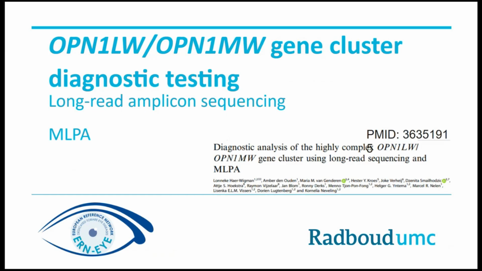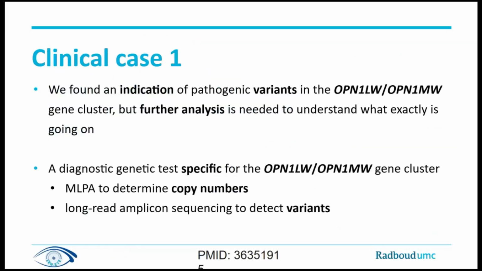So in the second part of my presentation, I will discuss the specific test for the opsin gene cluster that our laboratory has developed and which has been published. Next slide, please. So we're still with clinical case 1, and we are in need of a second independent diagnostic test. The test we have developed includes an MLPA assay to determine gene copy numbers and long-read amplicon sequencing for detecting variants. Next slide.